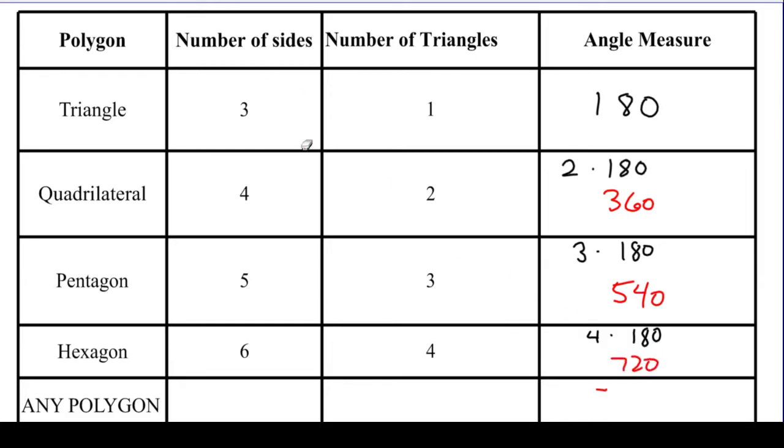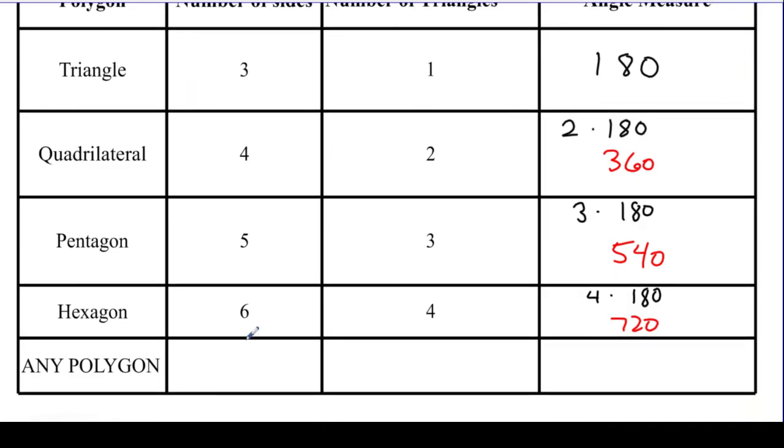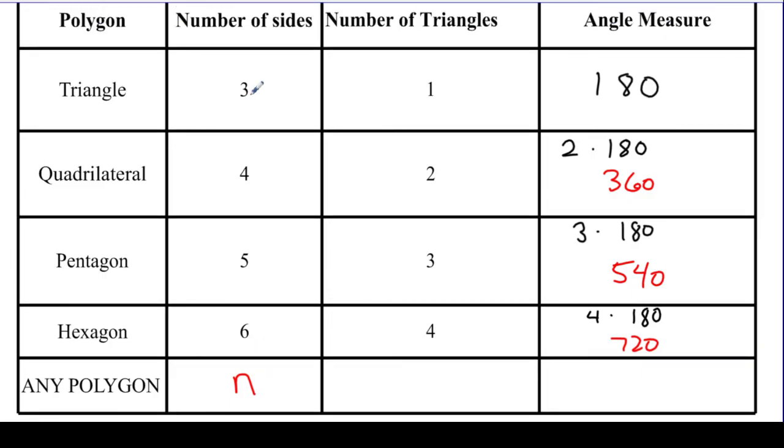If you notice, there's a pattern happening here, and this is why we did this experiment, to try to figure out this pattern. If I talk about any polygon, where I don't know how many sides there are, let's call it n sides. The relationship between the number of sides in a polygon and the number of triangles in that polygon is always the number of sides minus 2. So 3 minus 2 is 1, 4 minus 2 is 2, 5 minus 2 is 3. There's always a difference of 2. So how many triangles are there in an n-sided polygon? There are n minus 2 triangles.